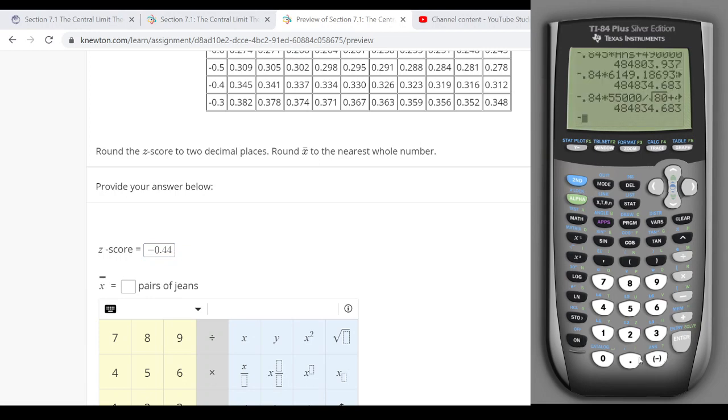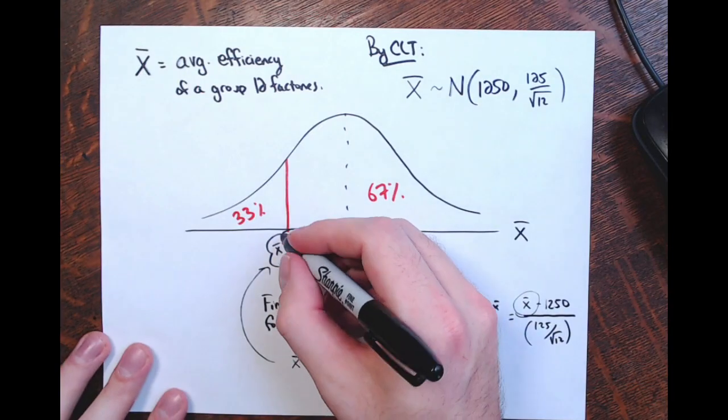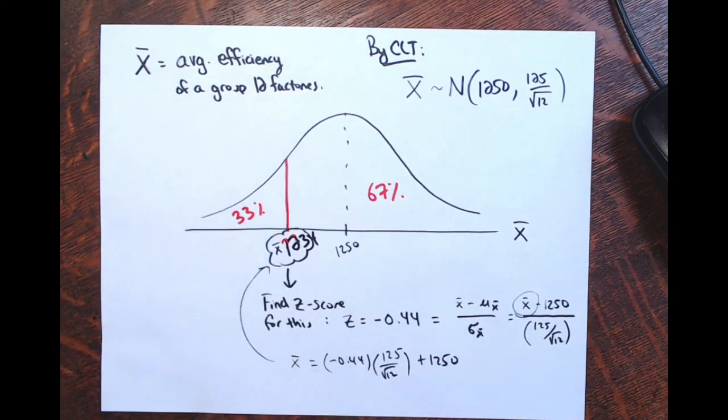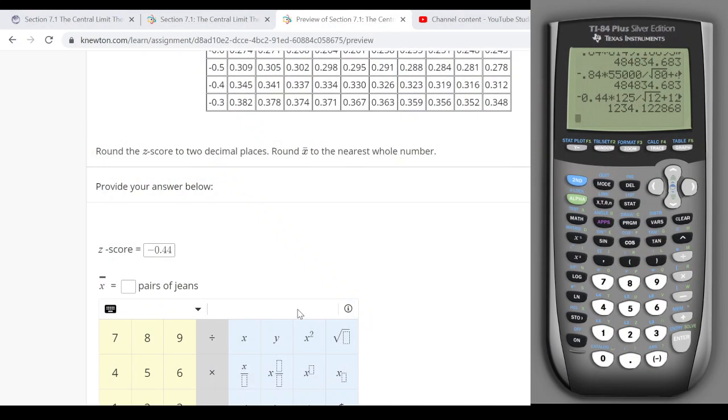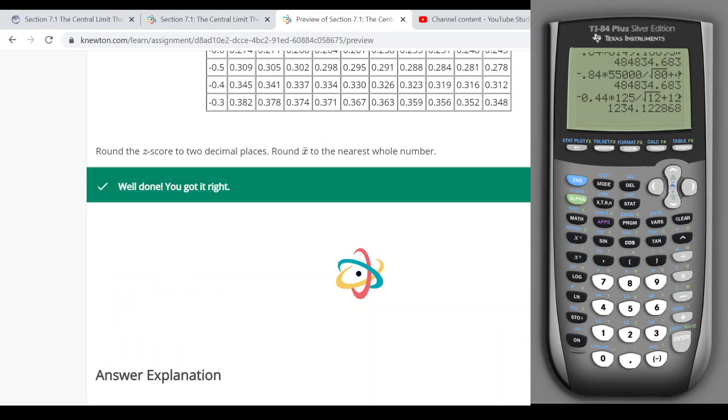I took that z-score, negative 0.44. I multiplied by the standard deviation of the x-bars, that sigma x-bar, which was 125 divided by the square root of 12. And then after that, added the mean of the x-bars, 1250. And rounding this to the nearest whole number is 1,234. Alright, so on my paper, this mean is 1,234. That separates the lowest 33% from the highest 67%. Okay, that worked out.